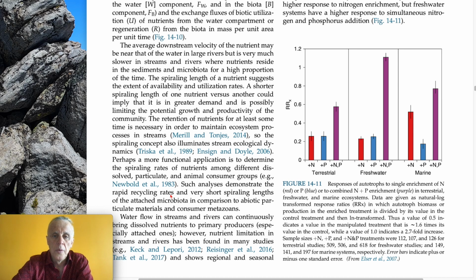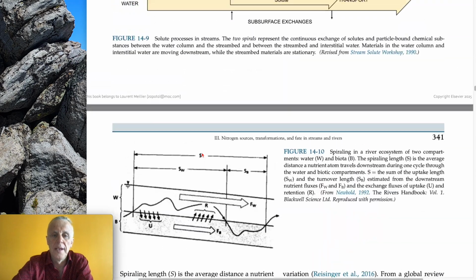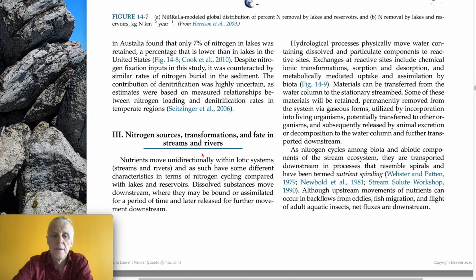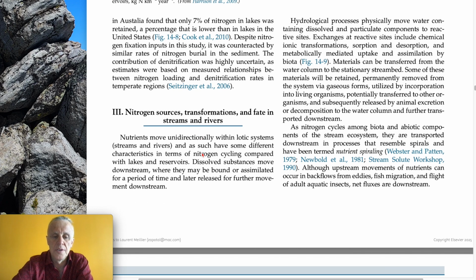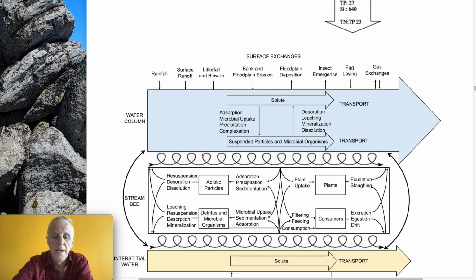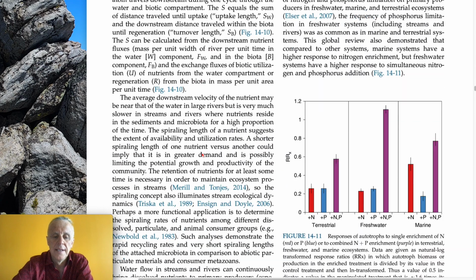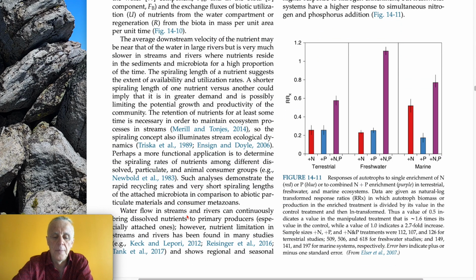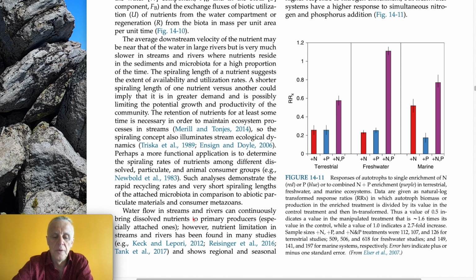Good day, everyone. So we're reviewing Wetzel's Limnology textbook. This is edition number 4, and we're on chapter 14, the nitrogen cycle. More specifically, we are looking at nitrogen sources, transformations, and fate in streams and rivers, which is subchapter 3. And where we left off yesterday is this subparagraph here, the water flow in streams.